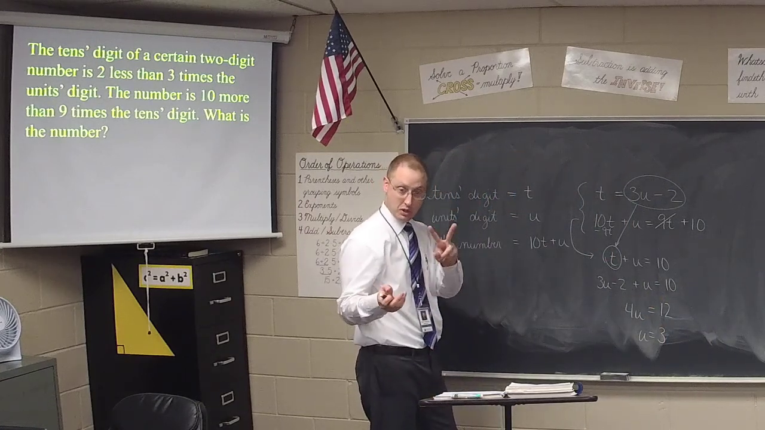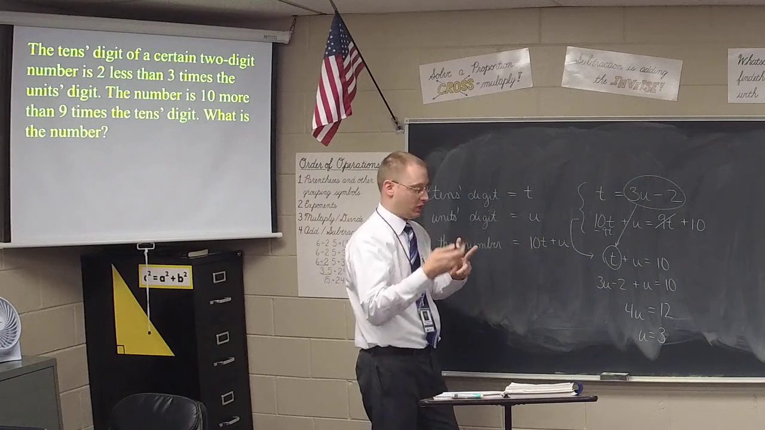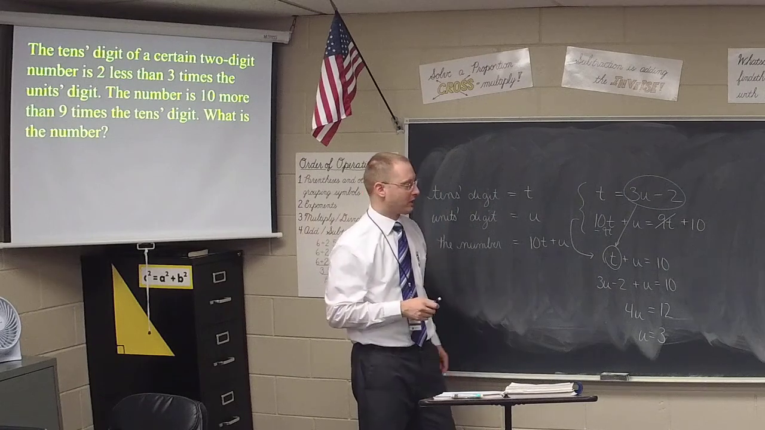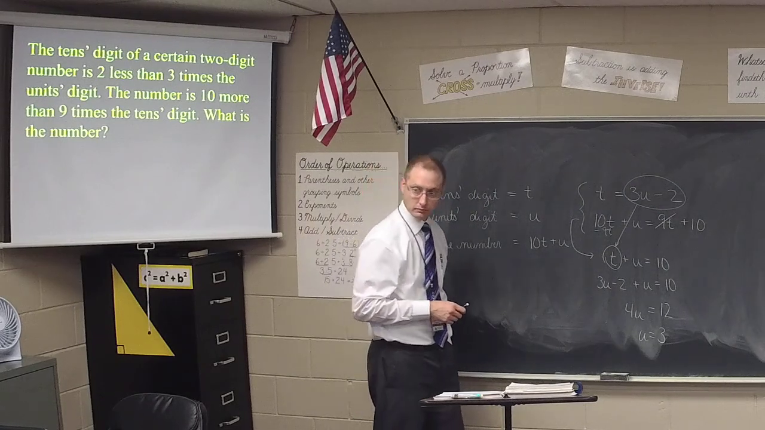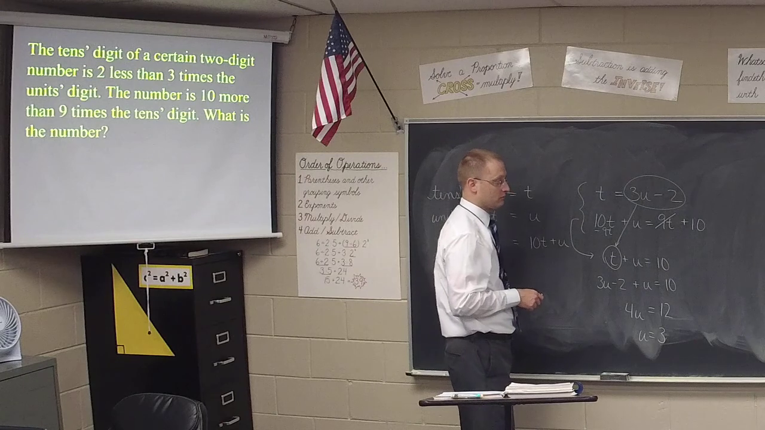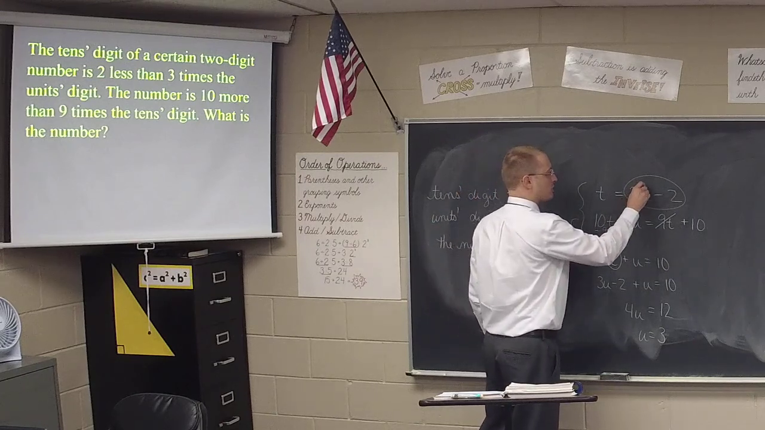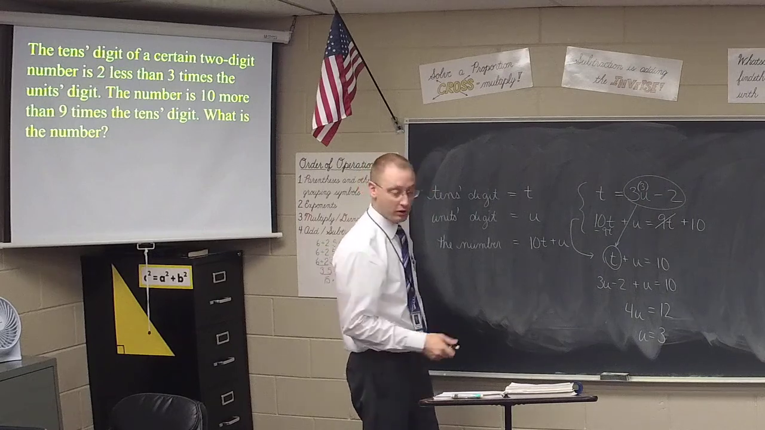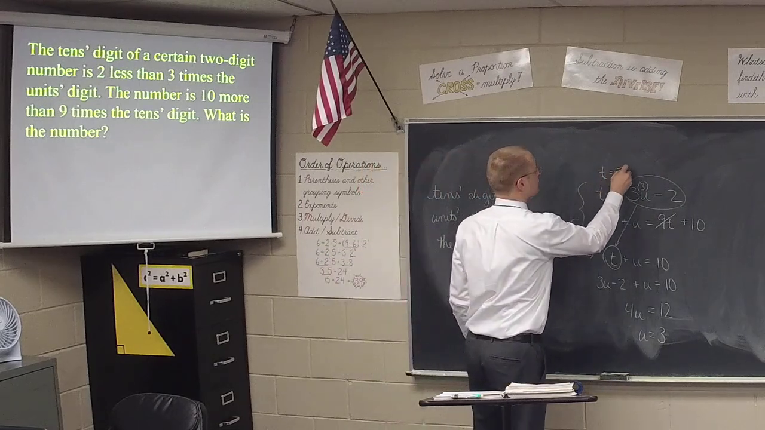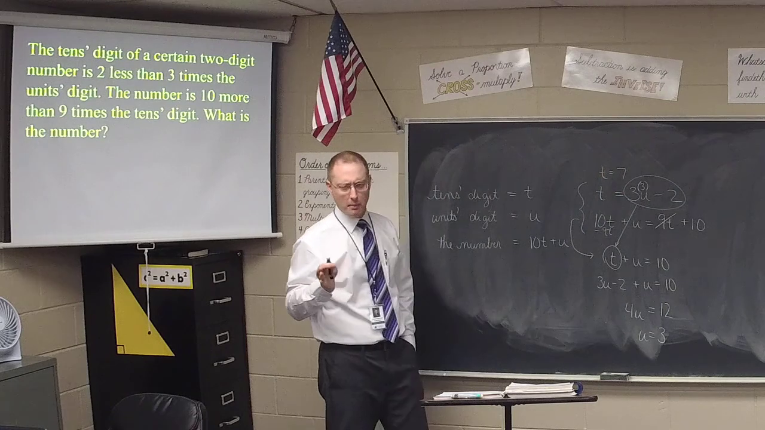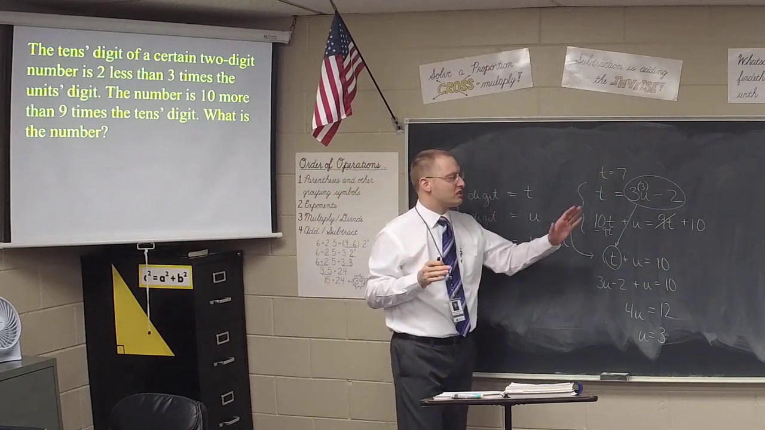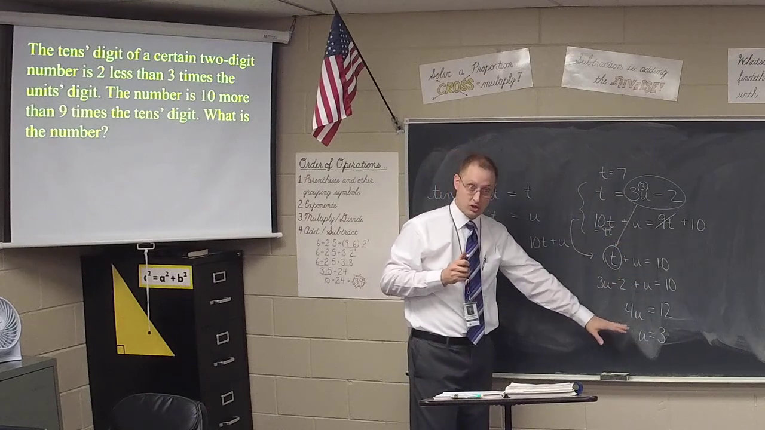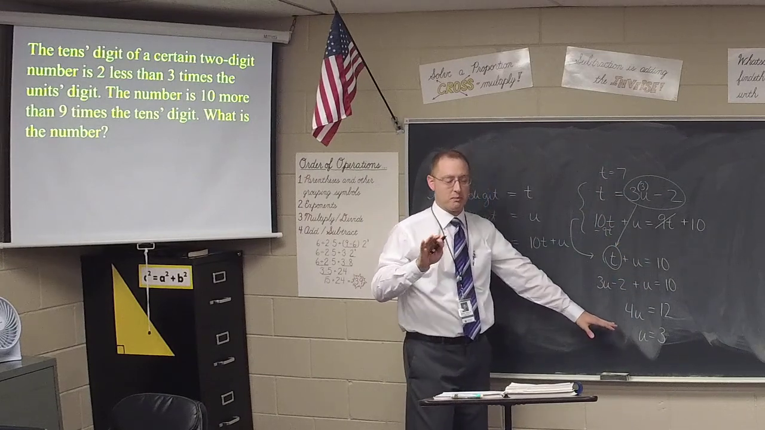I'm not done though, right? There's two digits to solve for, t and u, the tens digit and the units digit. Brecken, now that we know that u is 3, how would I go about solving for t? There we go. Just plug the 3 back into the equation that was already solved for t, and that means t would equal 7. So I'm thinking of a number. The tens digit is 7. The units digit is 3. Let's see if you can read my mind, class.